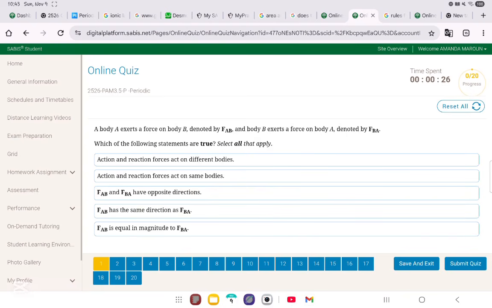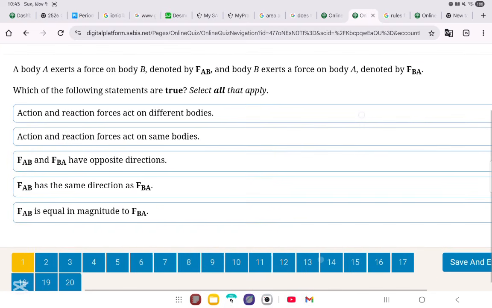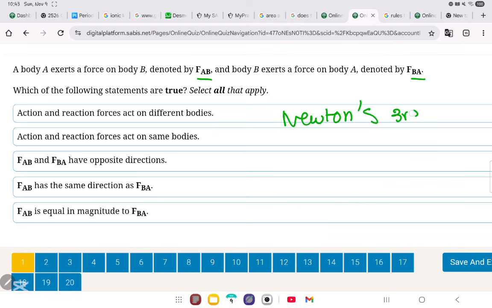Section 3.5 till 3.8. We start with the very first question. A body A exerts a force on body B denoted by FAB, and the body B exerts a force on body A denoted by FBA. This is known as Newton's third law. What does Newton's third law state? For every action, there is a reaction.